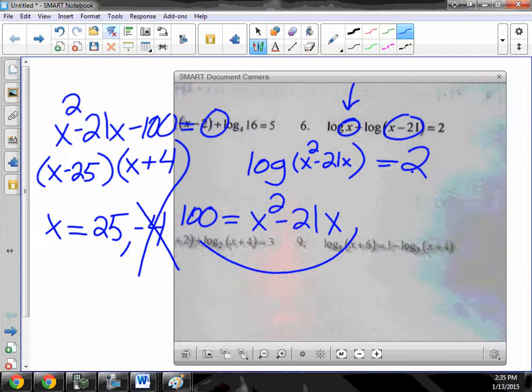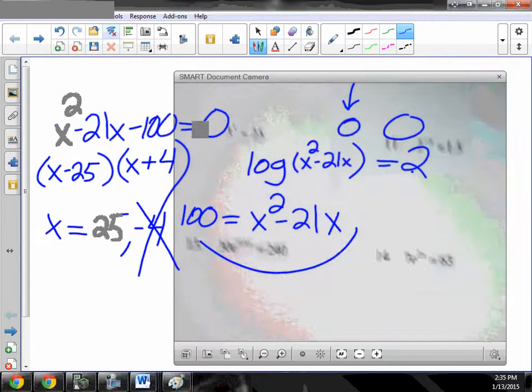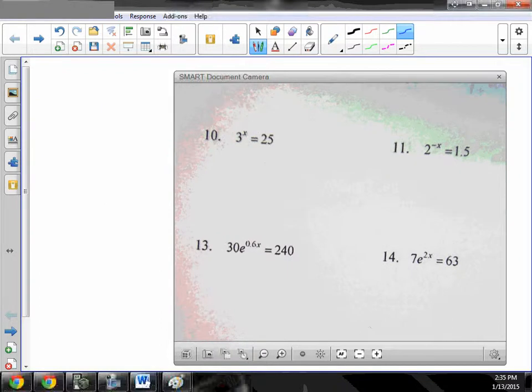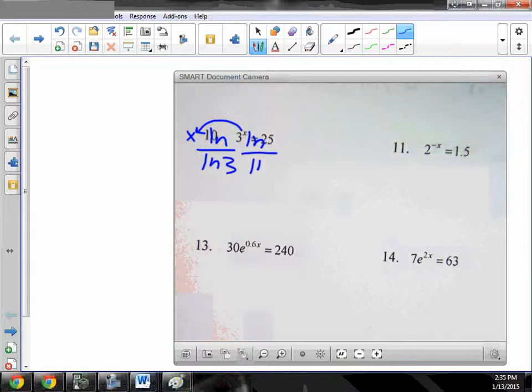So, skip down to number 10. This is similar to what you did yesterday. What's our solution method here? ln both sides. That allows you to drop the x. So x ln of 3 equals the ln of 25. I do that because I turn an exponential problem into a multiplication problem. Then I divide by the ln of 3. And whatever decimal you get there is going to be the answer. So hopefully that was review.